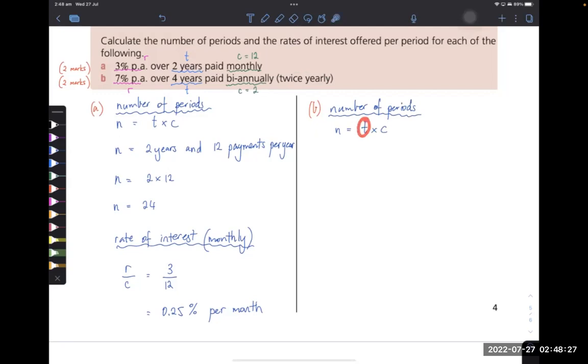So T, let's just write this down. I'll write N equals first because that's what we're trying to find out. We're trying to find out N. We have our T, which is 4, and our C, which is 2. So all we need to do is go 4 times 2, and that's equal to 8. So this means that if you get paid 4 years, and you get paid twice a year, that means you get paid a total of 8 times across the entire, let's say, investment. So across the entire investment, you'll get paid 8 times.